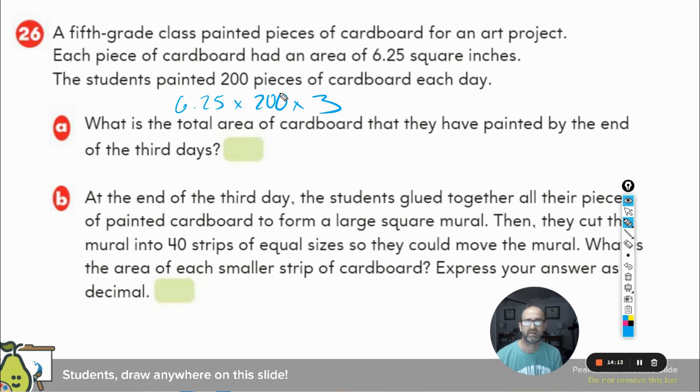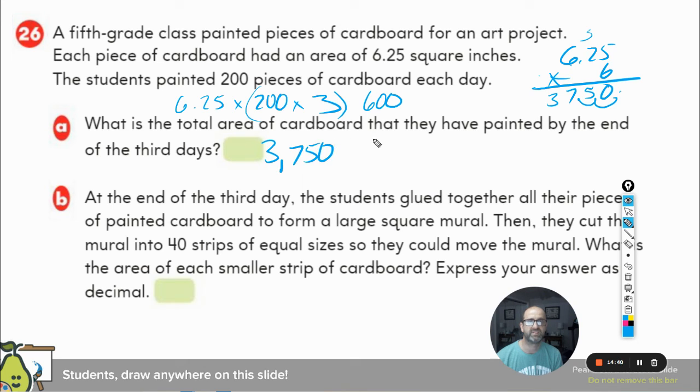Is that right? I'm going to do this. 200 times 3 is going to equal 600, and I'm going to do that first because it doesn't matter what order you multiply when it's just multiplication. 6.25 times 6 is 37.50, but then I got to multiply by not 6, but 600, and I get 3,750 inches squared.